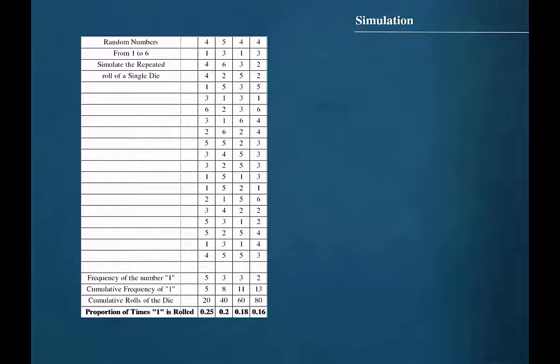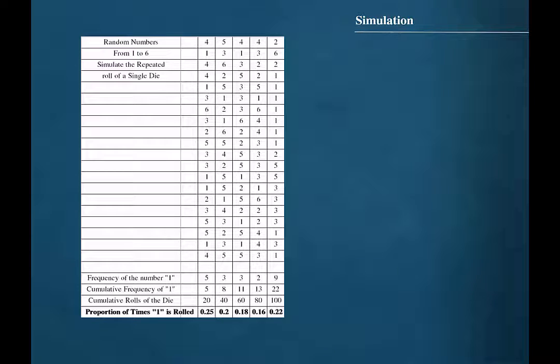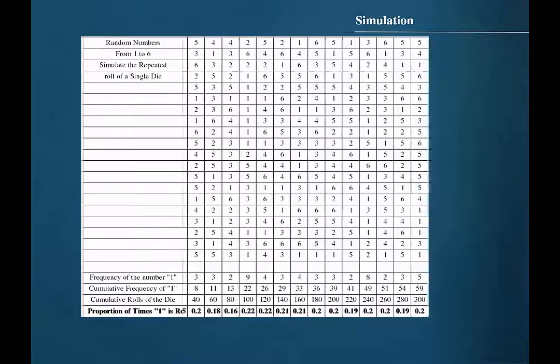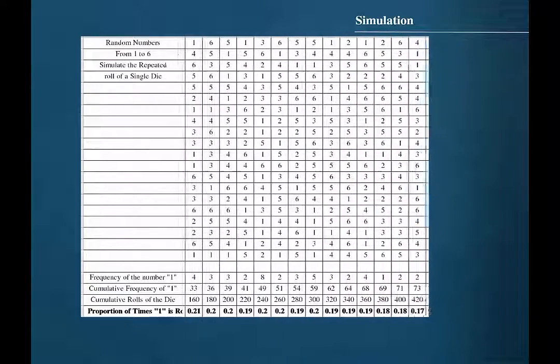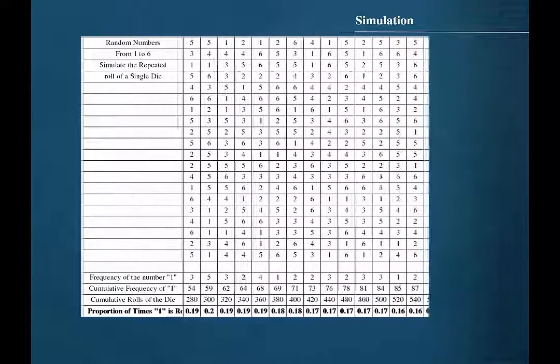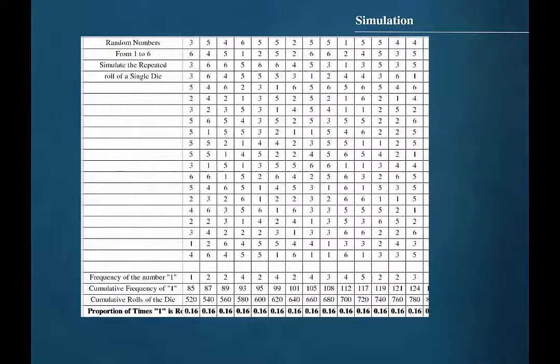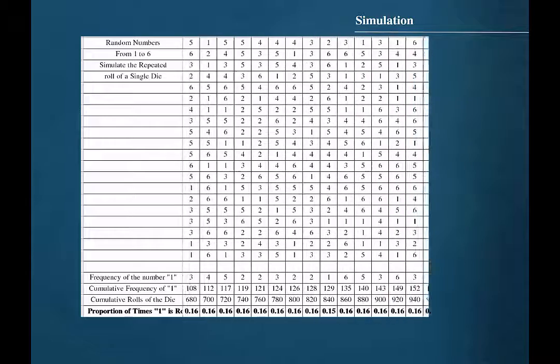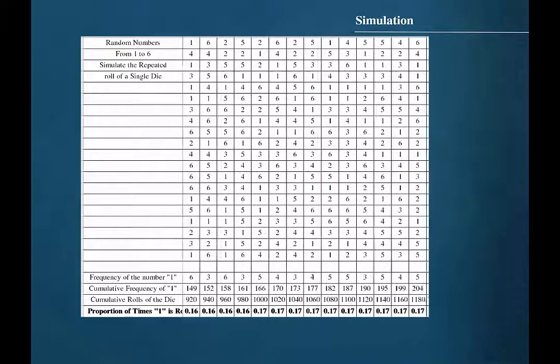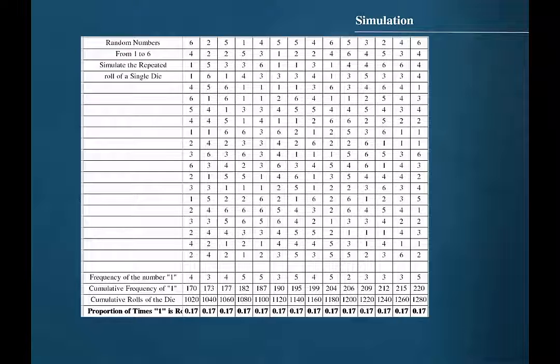Note that the proportion of times that a 1 is rolled is changing as we expand the simulation. As we continue to increase the number of simulated rolls of the die, we see that the proportion of times that a 1 is rolled begins to settle in around the theoretical probability. By the time we have simulated 1,000 rolls of the die, the proportion of times that a 1 occurs has reached 0.17 and remains consistent at that value for the remainder of the simulation.